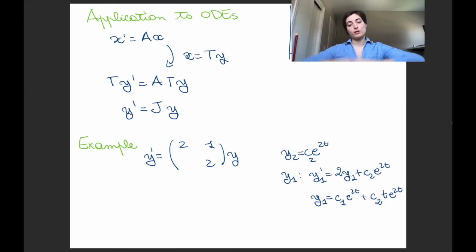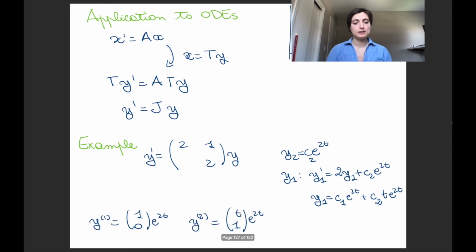And if we start solving from the bottom, we have that y2 is equal to some constant c2 times the exponential of 2t, and then we can use that solution to solve the previous equation. We have y1 prime equals 2y1 plus y2, which we just computed. So we integrate this and we have y1 equals c1 exponential of 2t plus c2 t exponential of 2t. And this is the explanation of why we retrieve this t exponential of 2t from the previous versions.